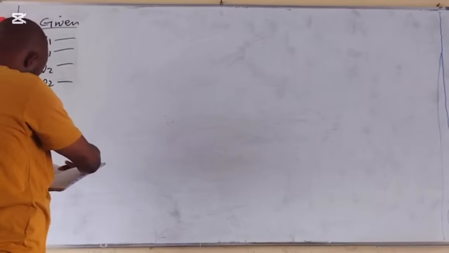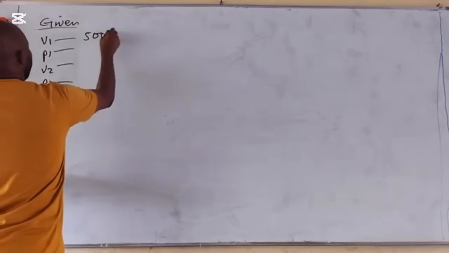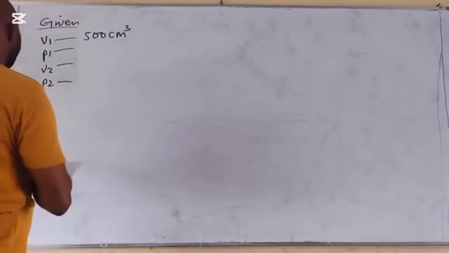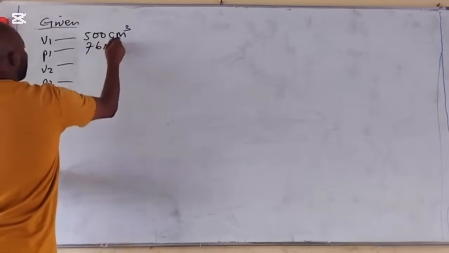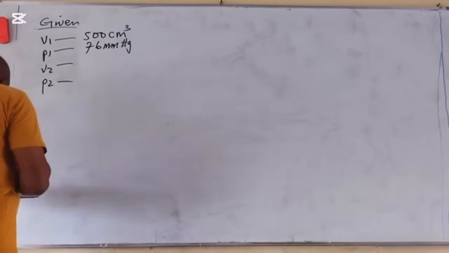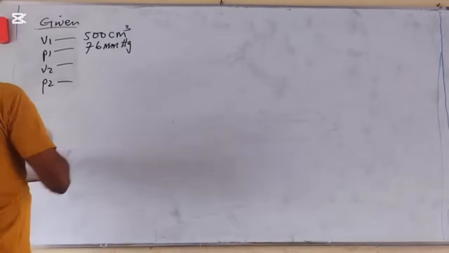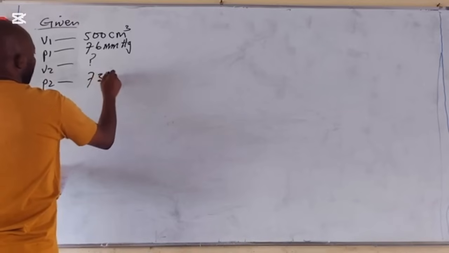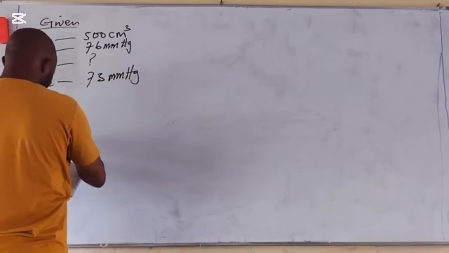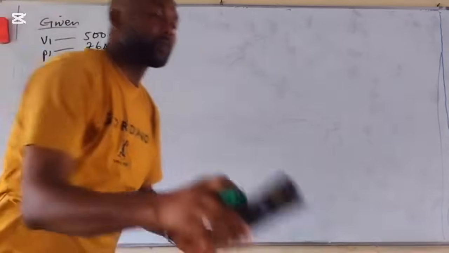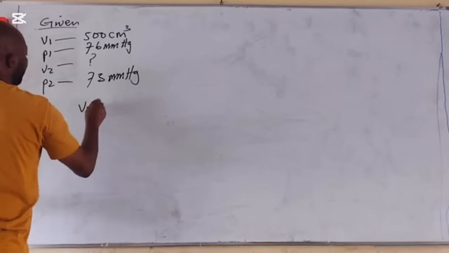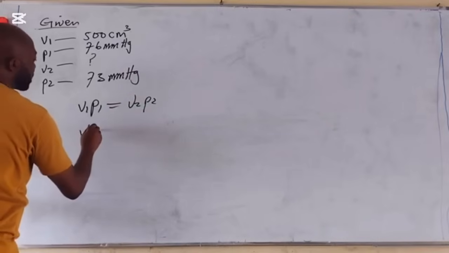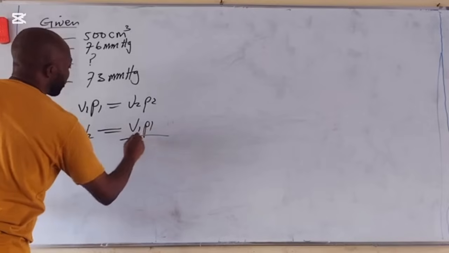Let's say a gas has a volume of 500 cm cube when a pressure of 76 millimeter of mercury is exerted on it. What would its volume be, V2, if the pressure on it is changed to 73 millimeter of mercury? V1, P1, V2, P2. We're looking for V2. V2 is equal to V1 P1 over P2.